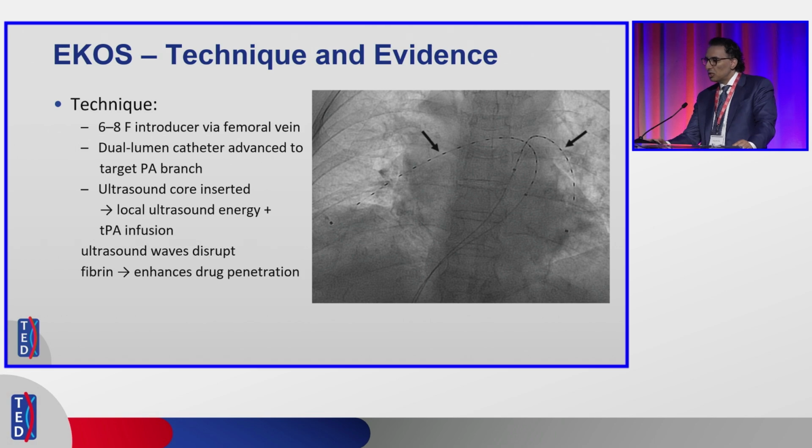I don't do EKOS that much, but here's an image of one that I did a couple years ago. A catheter, I think it was a 7.6 French specifically, introduced into the bilateral pulmonary arteries. So you insert an ultrasound core, which is supposed to disrupt the fibrin fibers and then enhance the drug penetration into the thrombus.